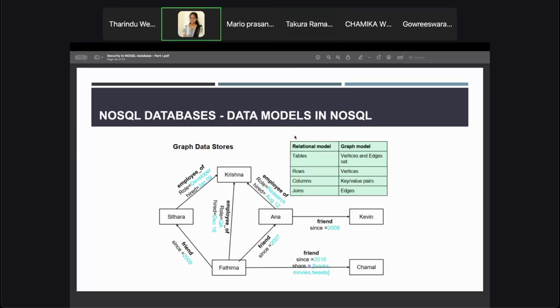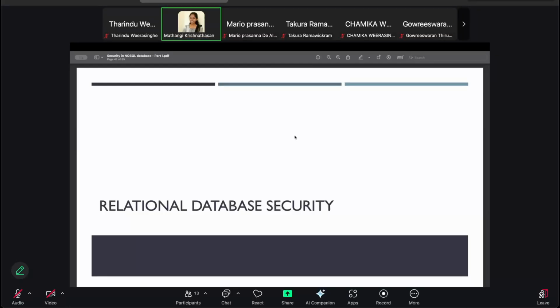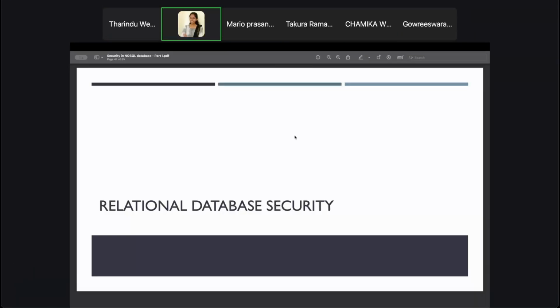So that is about four different types of database models, right? That's about NoSQL. So we have completed part one of our lecture. So if I want to give you a summary, we have studied what is a relational database, advantages of relational databases, the limitations of relational databases, and why we move from a relational database to a NoSQL database. Then we studied the characteristics of NoSQL databases and four different types of NoSQL databases. Do you have any questions up to now?